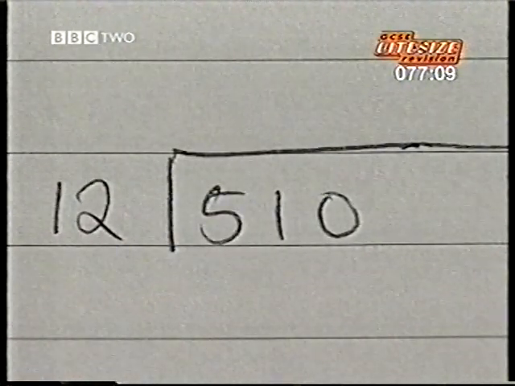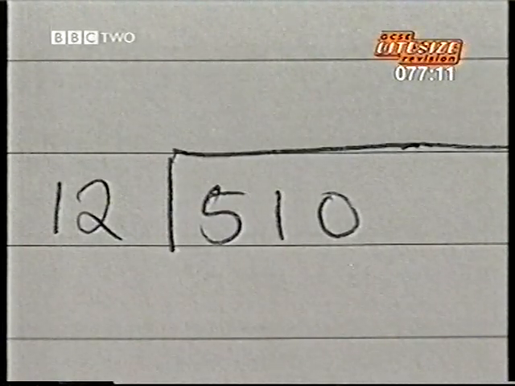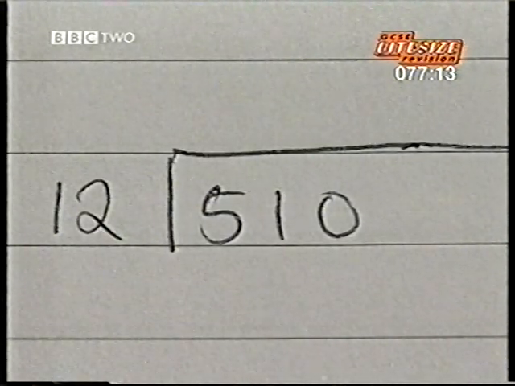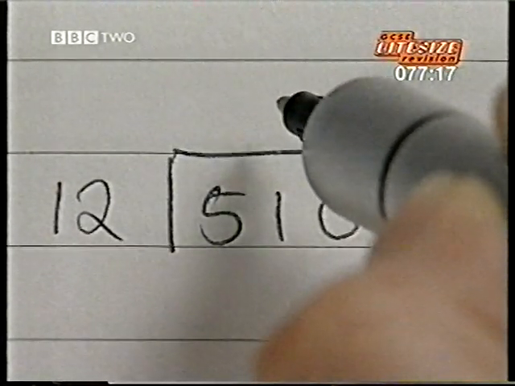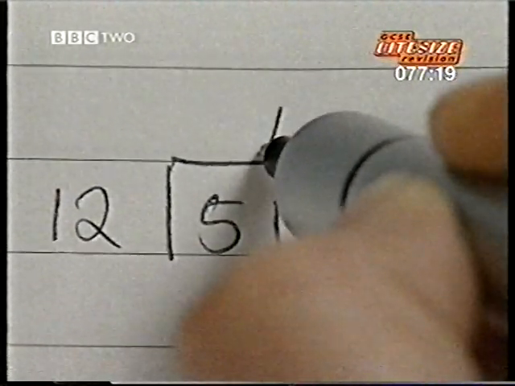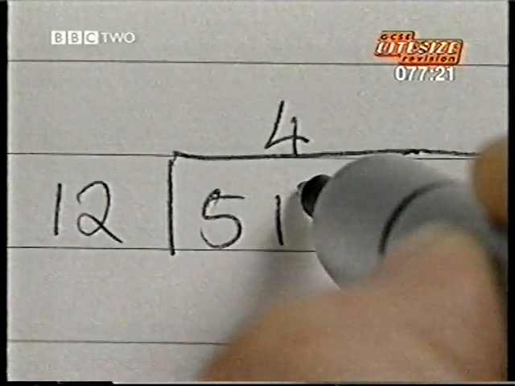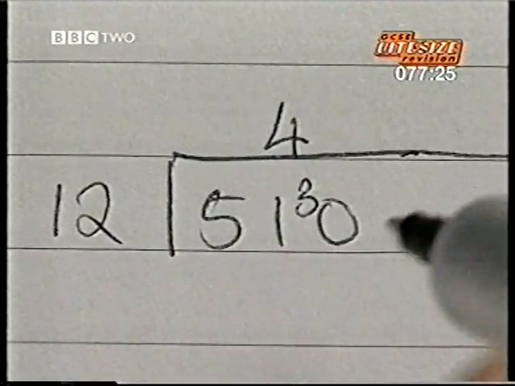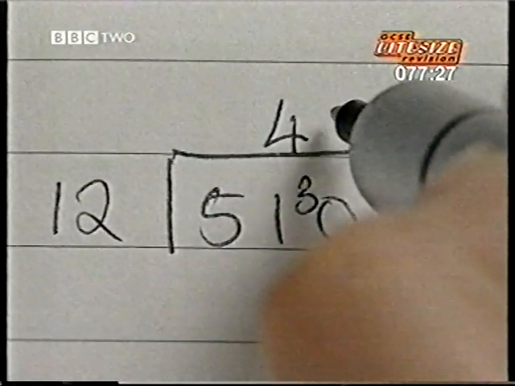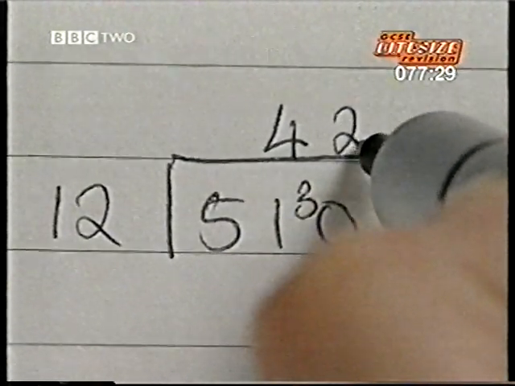Finally, here's a way to do written division. What's 510 divided by 12? First, how many 12s are there in 51? That's 4, because 4 12s are 48, with 3 left over, so carry 3. Next, how many 12s in 30? That's 2. 2 12s are 24, with 6 left over.